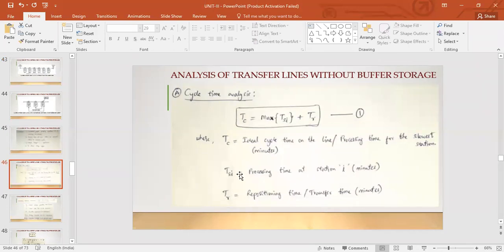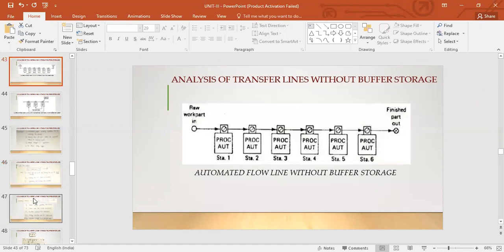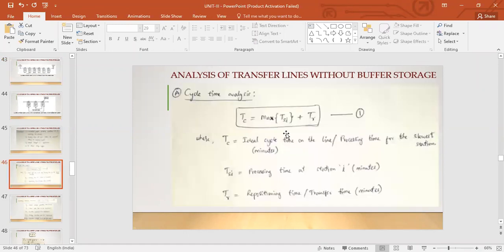Okay, so the maximum of the processing time is basically what you have taken here, 7 seconds. So you will take the maximum time, that is the slowest station, plus your repositioning time. TR is your repositioning time or transfer time. For example, it takes some time to set up, that is the set up time basically, and even transferring also.